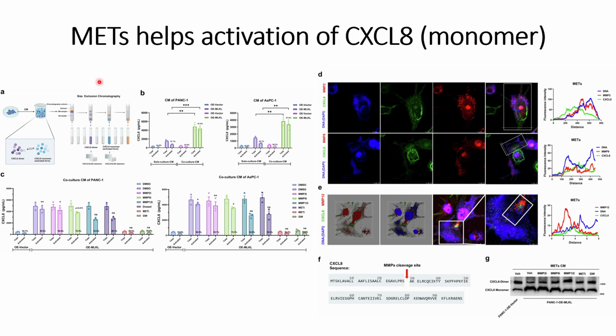Today we will discuss how MET helps in the activation of CXCL8 by converting the dimer CXCL8 into monomers. In the previous video we discussed that METs help in the metastasis of the pancreatic tumor cells by upregulating ICAM on the pancreatic tumor cells, and those ICAM then interact with the endothelial cells, and thereby those endothelial cells help in the metastasis of the pancreatic tumor cells across the different organs, especially in the liver.